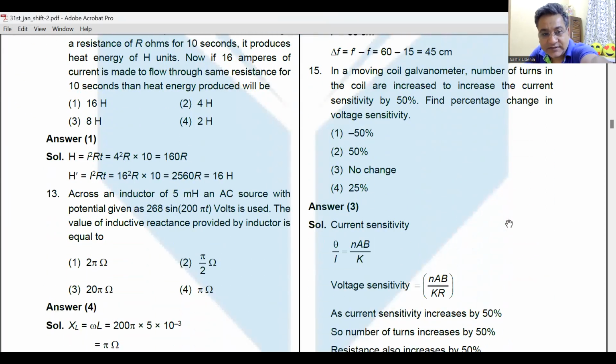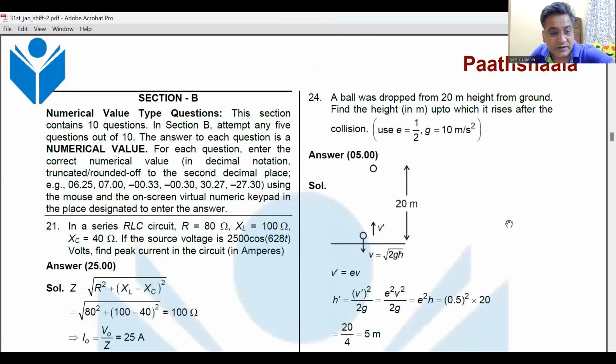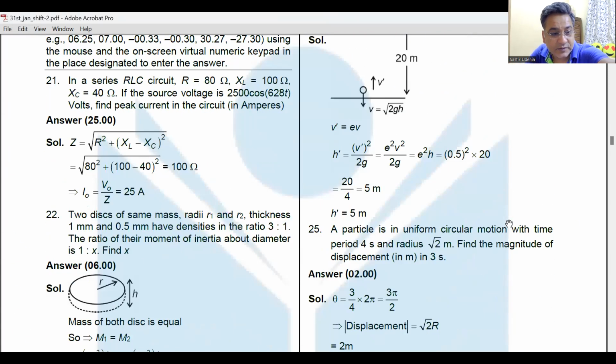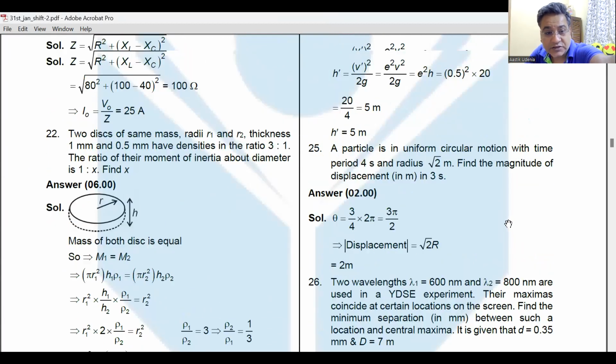Percentage change in voltage sensitivity. I have done voltage sensitivity. Yes or no? Yes, sir. Question number 12. Other questions are not there. Forget about this. We have done 12 questions. This we have not done. Forget about this. This question, the same question we had done in the class. Question number 12.